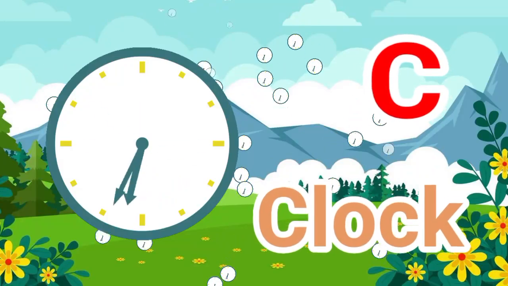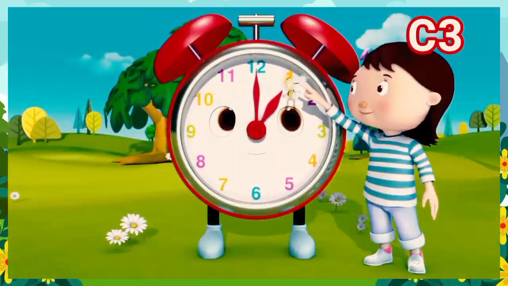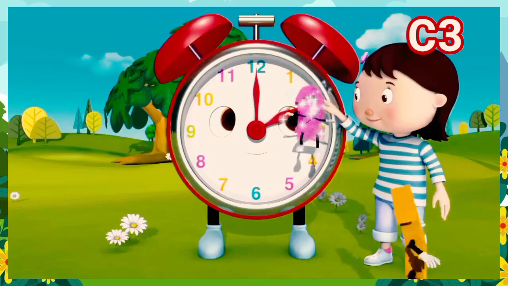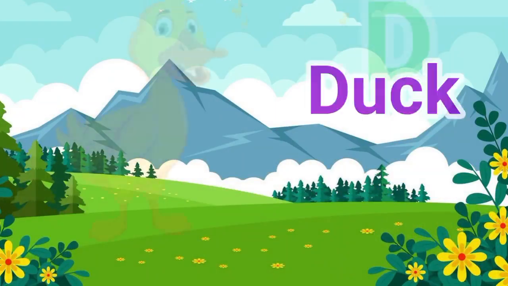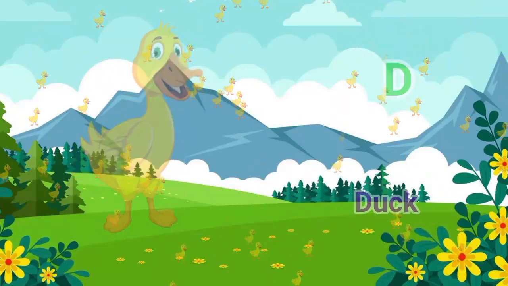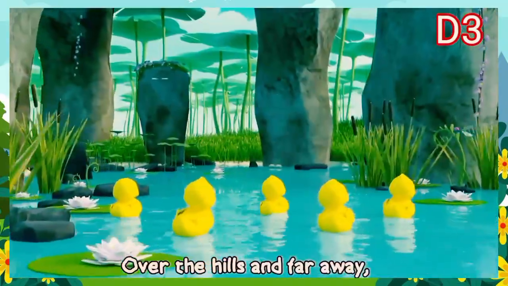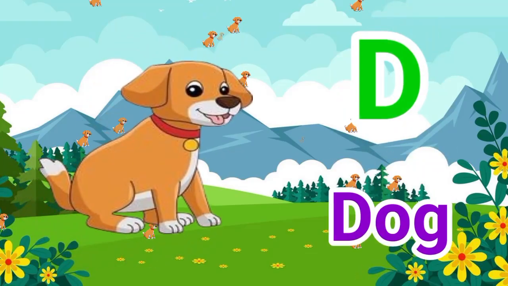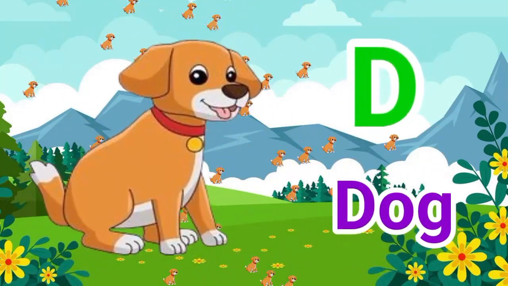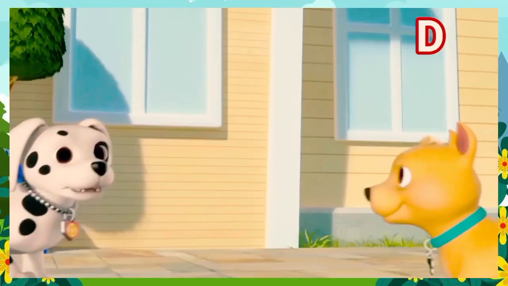C. C for clock. Clock means ghadi. 1 o'clock, 2 o'clock, 3. D. D for duck. Duck means battakh. 5 little ducks went swimming one day over the hills and far away. D. D for dog. Dog means kutta. Is that a puppy?